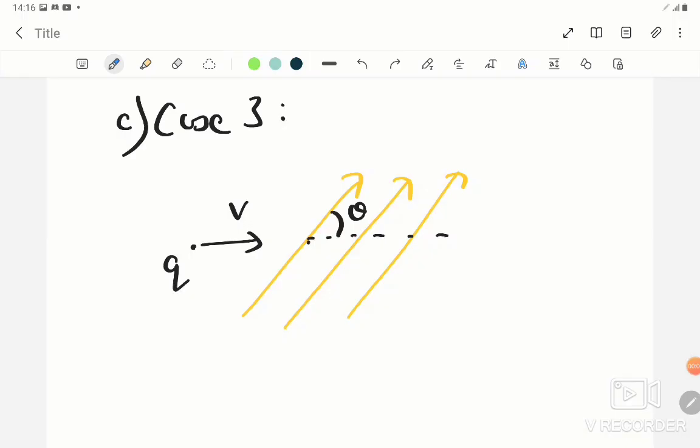Yes students, in this third case we have a charge with velocity v which is entering the magnetic field at angle theta. Guys, whenever a charge enters a magnetic field at some angle theta, its velocity will have two components. One will be v cos theta, which is in the direction of magnetic field, and the other will be v sin theta, which is perpendicular to magnetic field. So guys, the v sin theta component will result in circular motion, and the v cos theta component will keep the charge moving forward. So guys, the combination of these two factors will result in a motion known as helical motion.